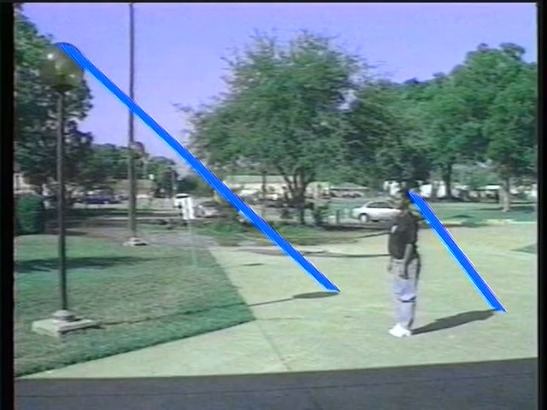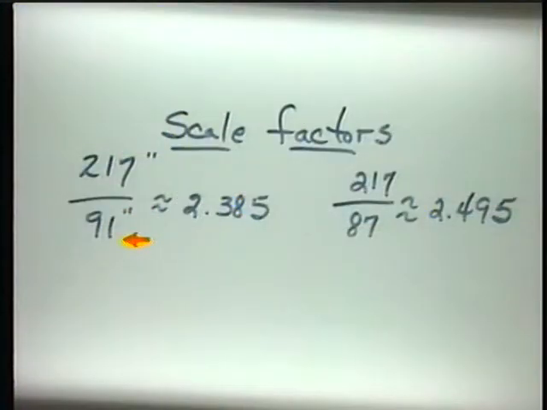From the comparison of our shadow lengths of the light pole to the students, we can develop what's called scale factors. The scale factor of the shadow length of the light pole to one student is approximately 2.385, and the other scale factor of the light pole to the other student, according to the information that they collected, is approximately 2.495.